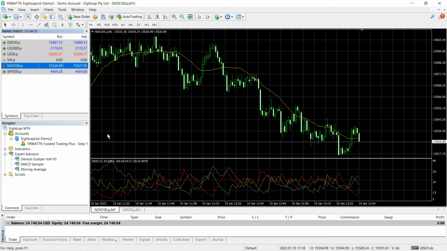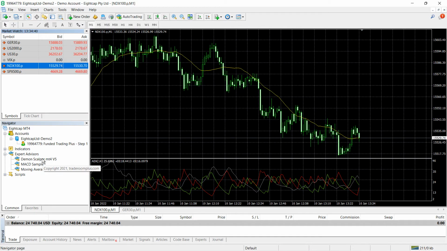In front of me, I have an MT4 platform. Activation and using of the Demon Scalper EA is exactly the same on MT5. The chart you can see is a NASDAQ 100 chart, and I'm going to be demonstrating on a 1 minute time frame. Timeframes are not relevant to the use of the Demon Scalper. You will find the Demon Scalper sitting in your Expert Advisors folder over here, and you need to drag it onto the chart.